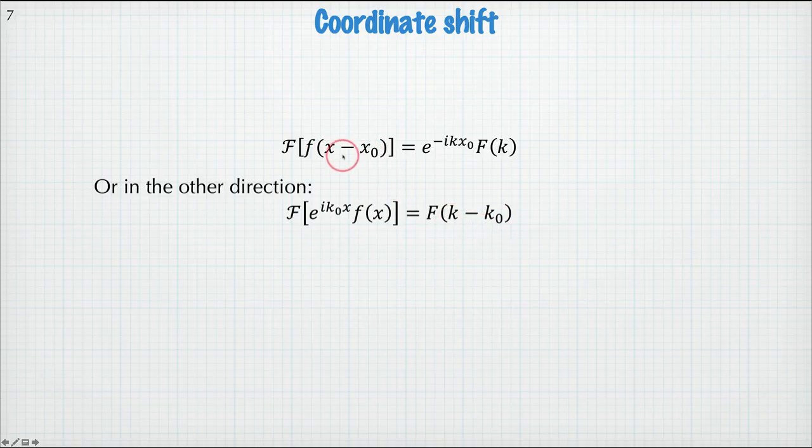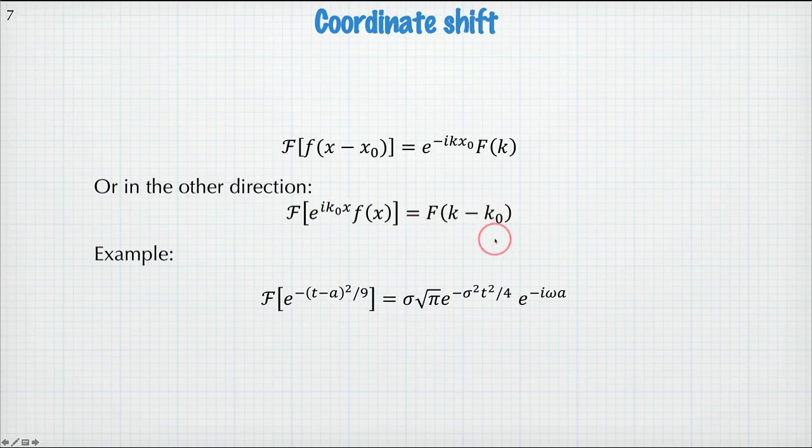So there are kind of two theorems here. One, we have a function offset by an amount x in real space, and another one, we have a function f of x which is multiplied by a complex exponential with some offset k naught, that gives you an offset function in k space. As an example, here is a Fourier transform of an offset Gaussian function. It gives you the Fourier transform you expect for the Gaussian with an e to the negative i omega a, where a is the offset here.